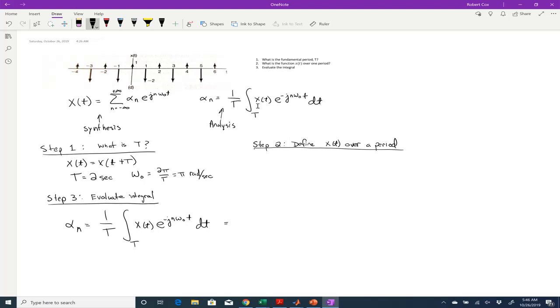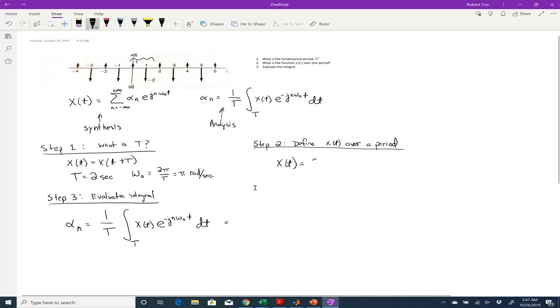Then what I need to do is define x of t over 1 period. So I'm going to define x of t over this first period here. There are 2 impulses there. It looks like I have an impulse up at t equal to 0 and an impulse down by 2 at t equal to 1. So what I'm going to write is delta of t, minus 2 delta of t minus 1.